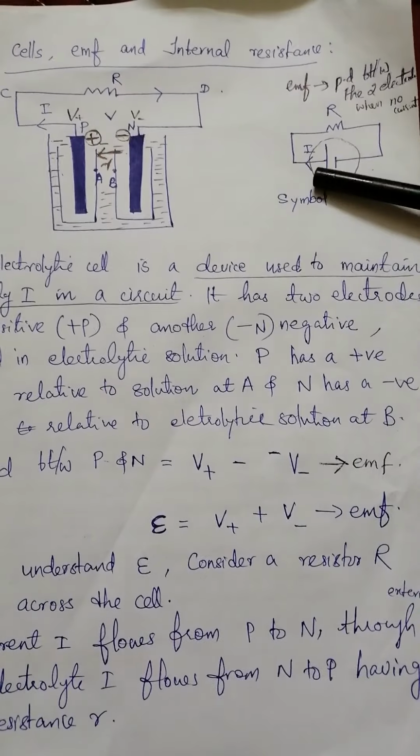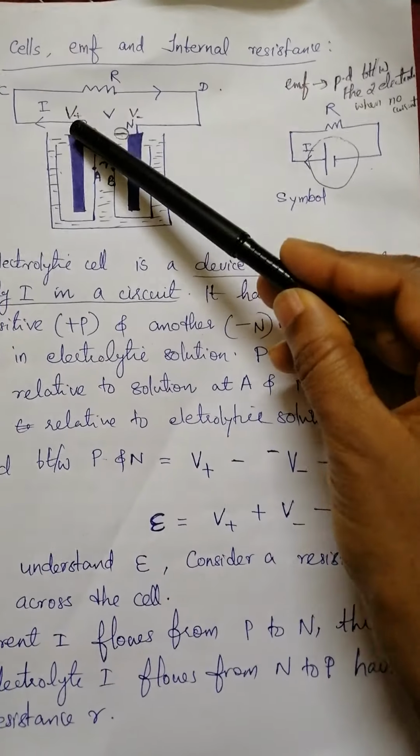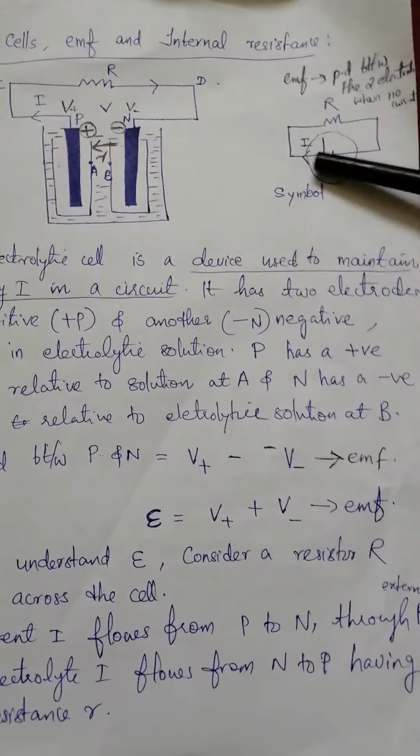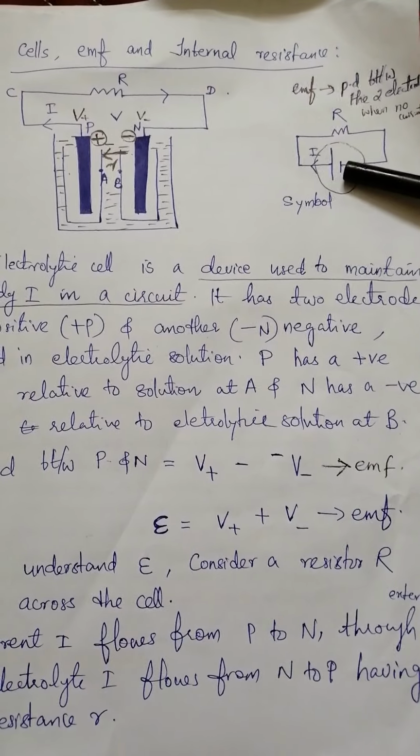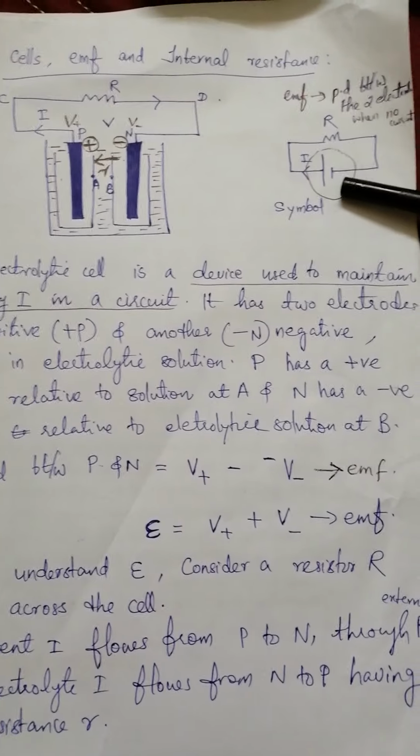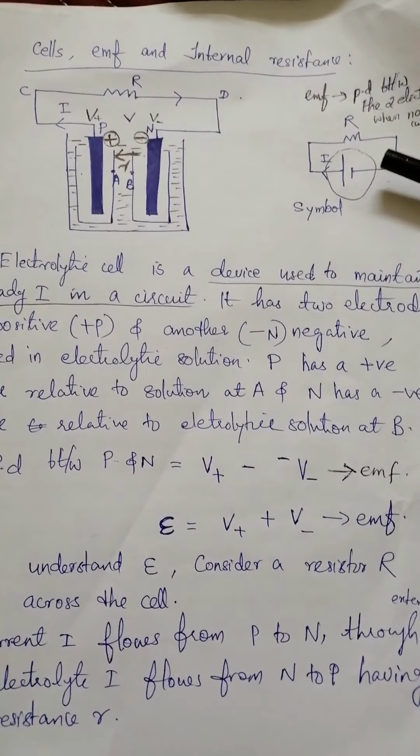And this is the symbol of a cell. Current flows from positive to negative. The bigger line means positive and the shorter one negative. So current flows through this one. And we can find out the EMF of a cell.